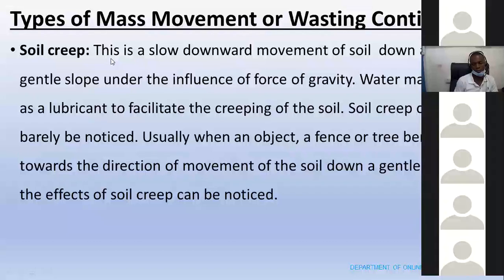What is soil creep? Basically, it is the slow downward movement. That is why the word slow is there. This is a slow downward movement of soil down a gentle slope under the influence of the force of gravity. Now, there are occasions where water may act as a lubricant to facilitate the creeping of the soil.